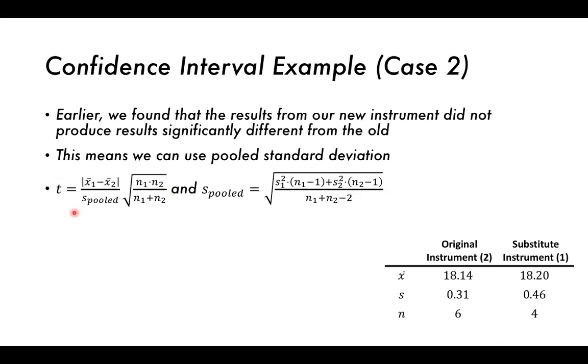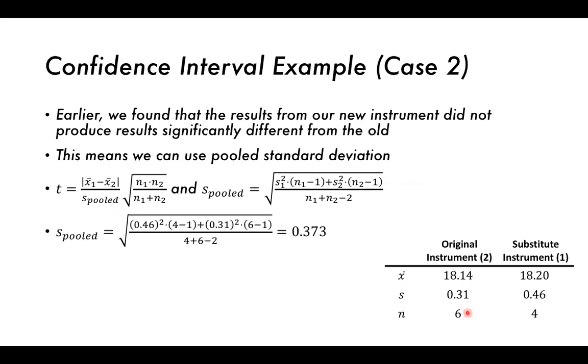So our t value is going to be calculated using the pooled standard deviation equation, which is this, and our S pooled is going to be equal to this. And so we can get all the values for this from our table of data here. So our S pooled is going to be equal to this, which is the standard deviation of 1.